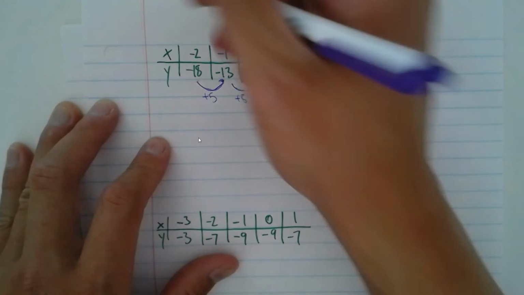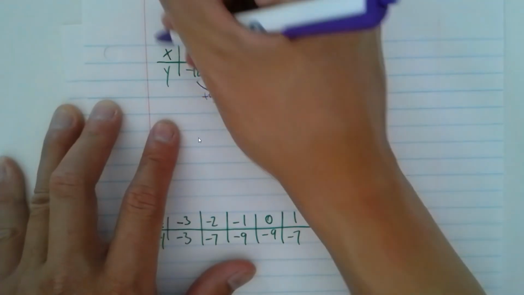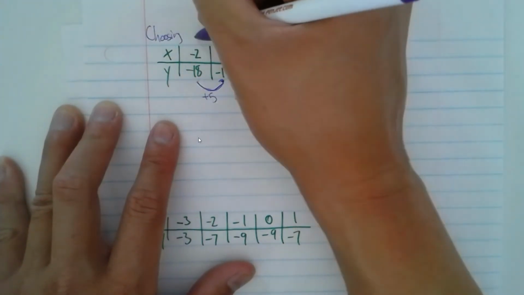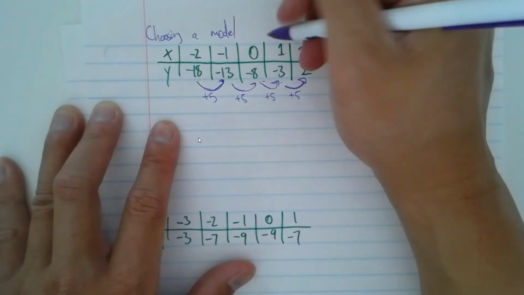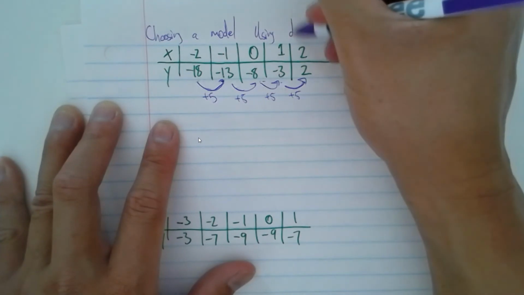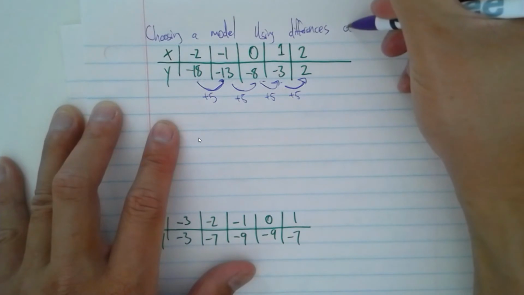Okay, hold on. Before we start anything, let me name this whole section. This is called choosing a model. Choosing a model, meaning quadratic, exponential, or linear. Choosing a model using differences or ratios. Okay?